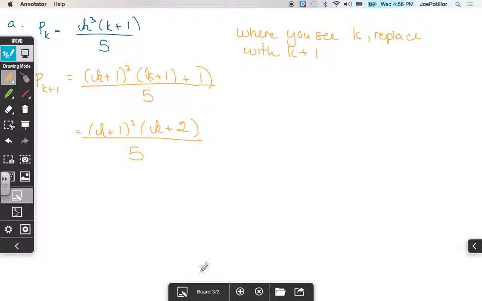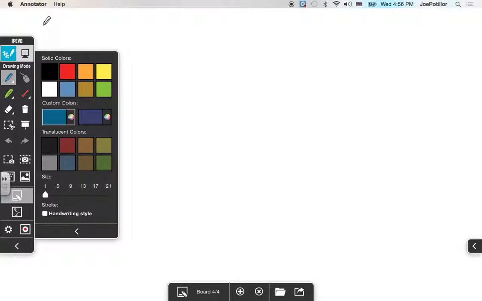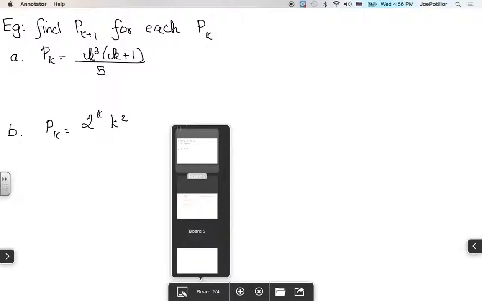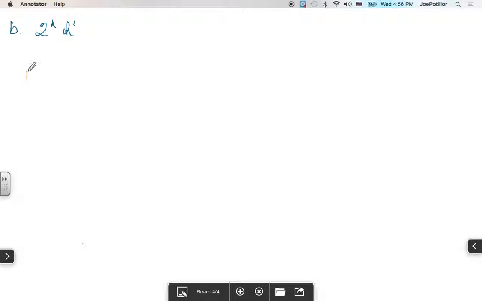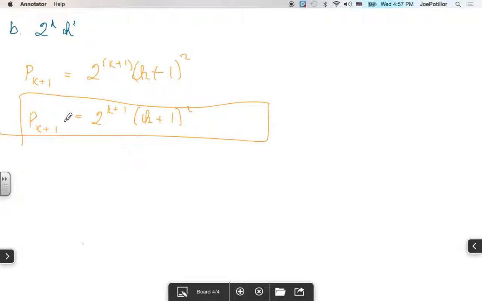The same thing for letter B. For letter B, we have 2k times 2 squared, k squared. For letter D, wherever I see k, once again, I put k plus 1. K plus 1 squared. And that's going to be our P of k plus 1. So you got the idea here. We simply replace the k with k plus 1 and we simplify it.